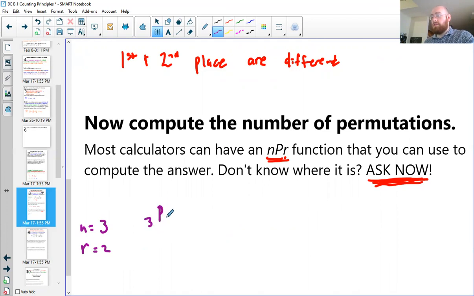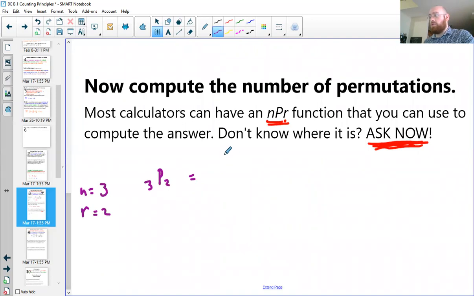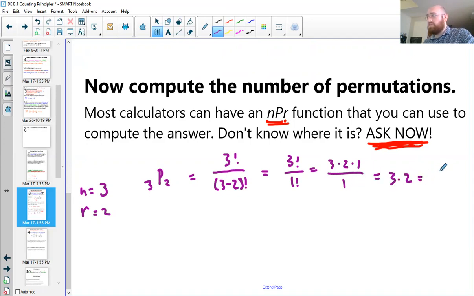3P2, and this is equal to, let's check that formula, n factorial over n minus r factorial. So 3 factorial over 3 minus 2 factorial. So we have 3 factorial over 1 factorial. So that's 3, 2, 1 divided by 1. The 1's cancel out, and we're left with 3 times 2 is equal to 6. And that is our example for calculating the number of permutations.